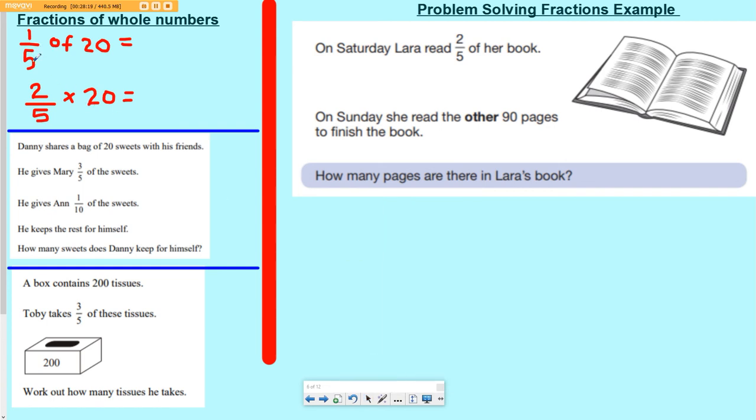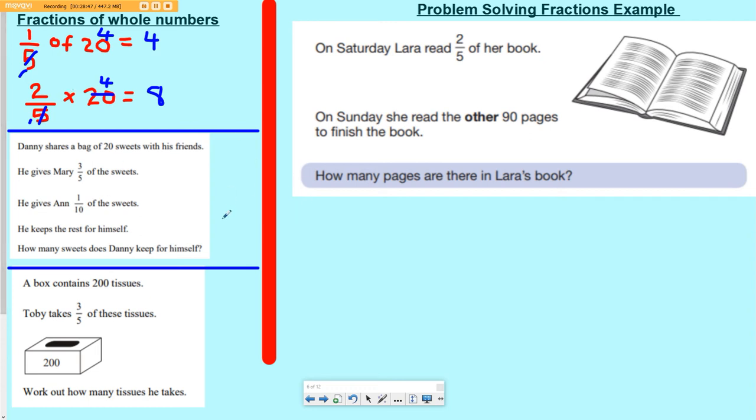So 5 into itself is 1, and then 5 into 20 is 4, so 1 times 4 is 4. And then 5 into itself is 1, 5 into 20 is 4, and then 2 times 4 is 8. So 1/5 of 20 is 4, but 2/5 of 20 is 8, so we divide by the bottom, times by the top.